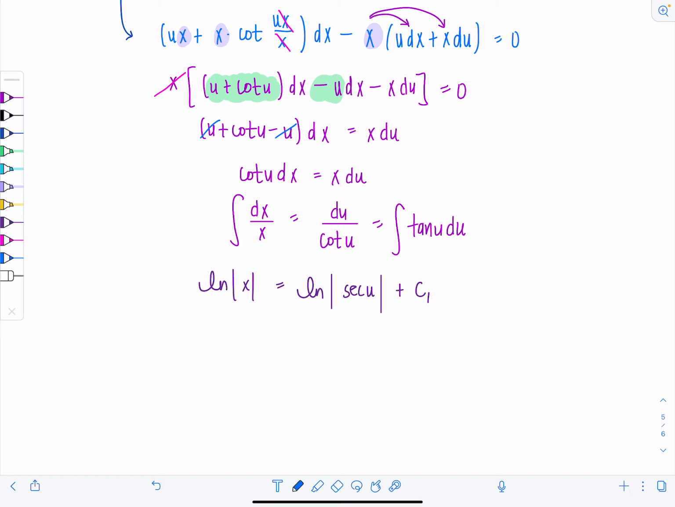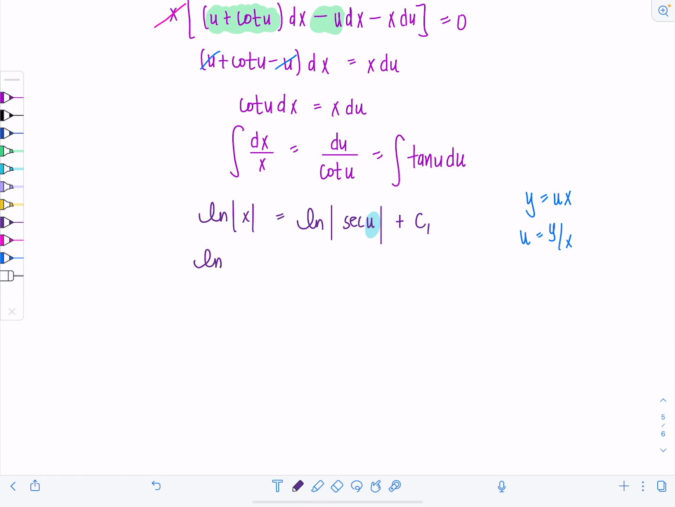Now it's time to get back to the original variables that were in our differential equation. So remember, we used the substitution y equals u times x. That means u is equal to y divided by x. All right, so we're going to substitute that back in right here. Left-hand side's the same for now. So we've got ln, absolute value of x, equals ln, absolute value of secant y over x plus c1.